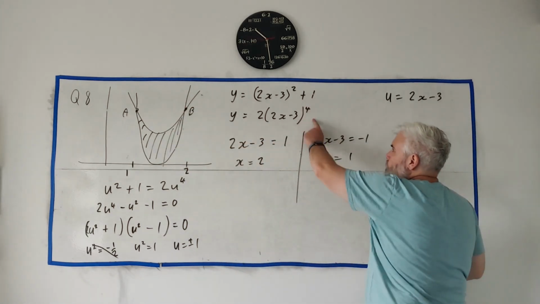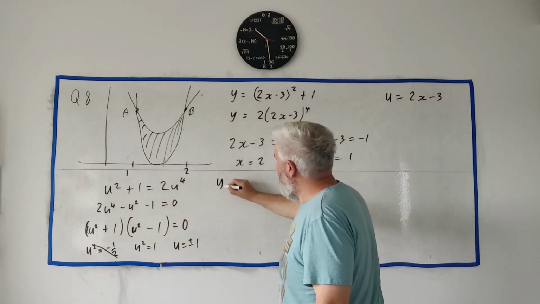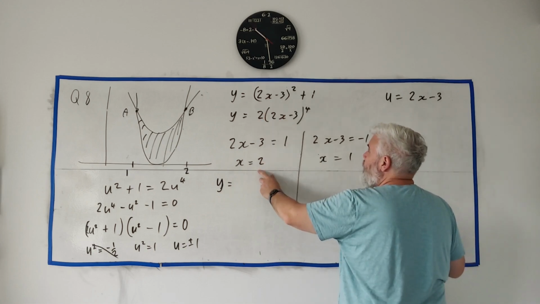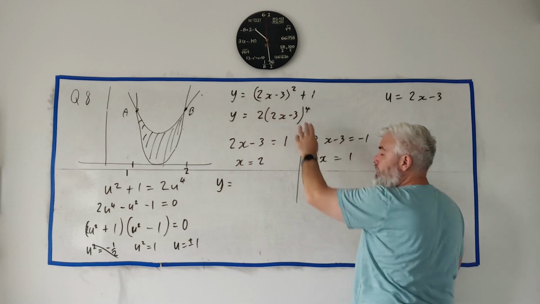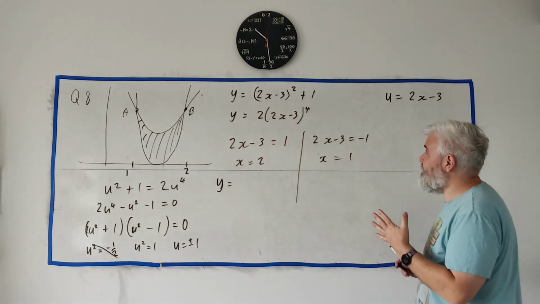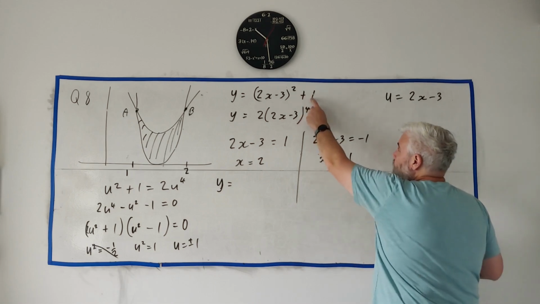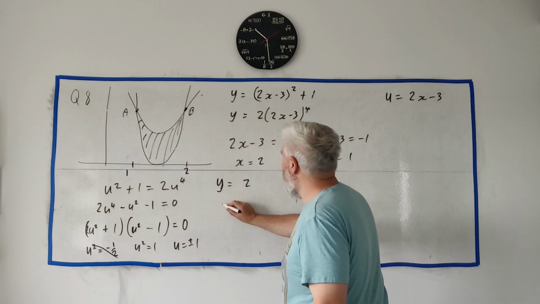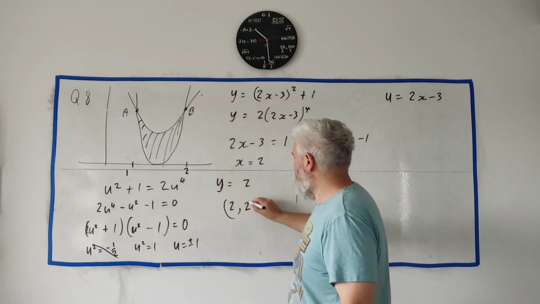Pick either of these you want. The top one is a squared, so it seems easier. y is equal to, let's see, what happens when we put 2 in here? 2 times 2 is 4. 4 minus 3 is 1. That's good, that's an easy number. 1 squared is 1. 1 plus 1 is 2. We get 2. So the first coordinate, this coordinate over here, B, is (2, 2).